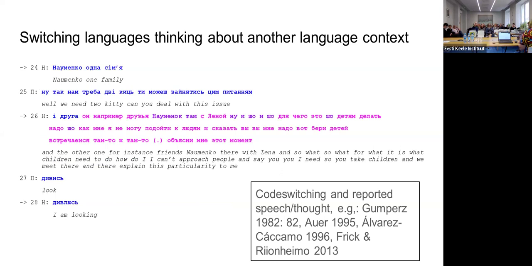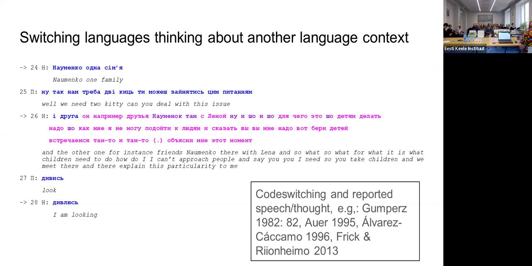And here on line 24, Natalia is already thinking of the families she could invite. She names a family in Ukrainian, Nauminka, one family, and Panas brings up there are actually two families needed and asks Natalia to deal with this issue. So possibly not just name the families, but also to discuss the issue with them. And as Natalia starts thinking about the interaction with the Nauminka family she named, she switches to Russian, or possibly Surzhik-originated Russian with repeated sounds, which are not Ukrainian. And when she explains to Panas, she can't just approach people and say, I need you, grab the children, come here and there. She asks that Panas explains this moment to her.